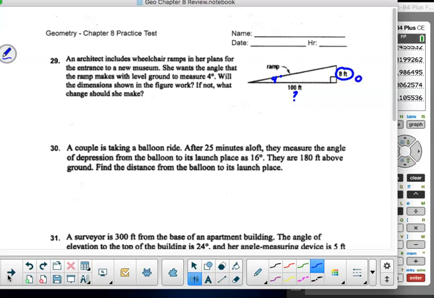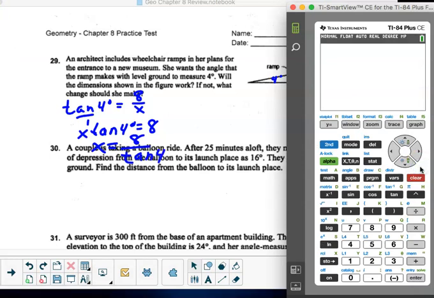So this is opposite adjacent. So I've got opposite adjacent going on here. And so it's tangent. So tangent of 4 degrees. If she wants it to be 4 degrees, and it is 8 over x. So now, remember, I've got to cross multiply. So this is x tan of 4 degrees is equal to 8. And then I divide. So x is equal to 8 over tan of 4 degrees.